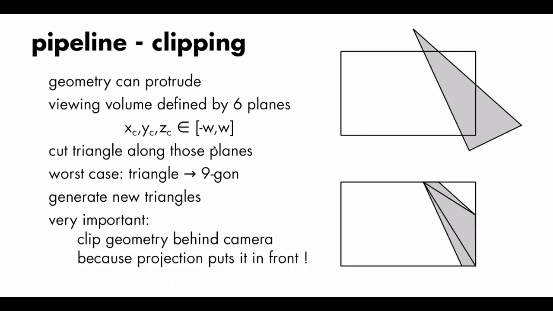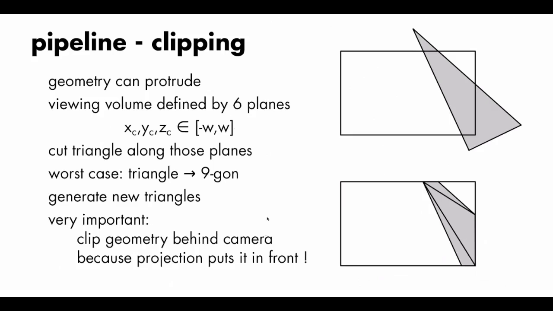So they have to be in a certain range, the x, y, and z values. And in the worst case, that triangle can turn into a 9-gon, so 9 corners, if it intersects with every single one of these 6 planes, then it gets 9 vertices. And from that, we generate new triangles, which is what you see down here. And that's what we draw then.